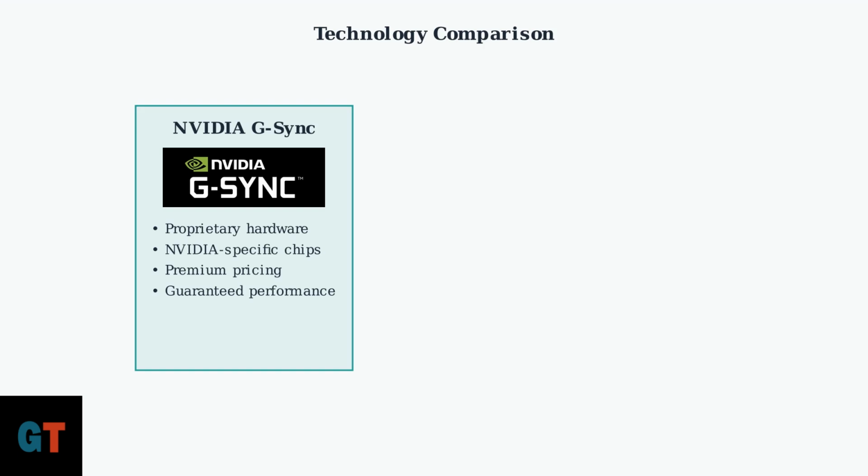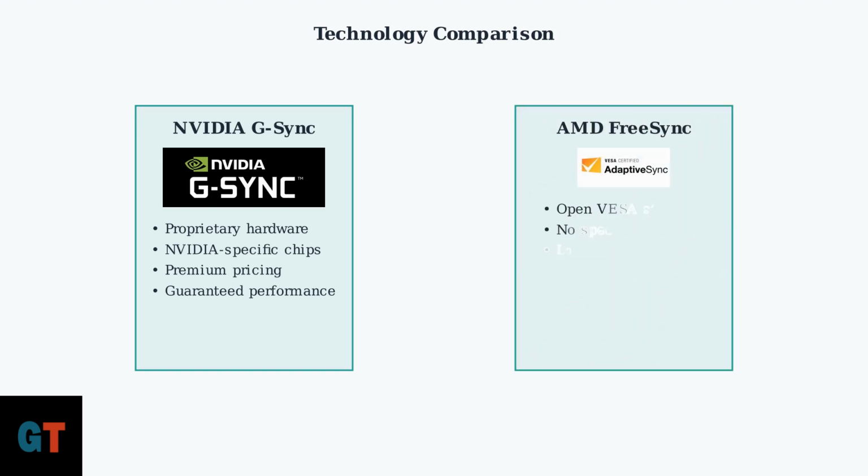G-Sync uses proprietary Nvidia hardware modules built into monitors, ensuring consistent performance but at a premium price. FreeSync, on the other hand, uses the open VESA adaptive sync standard. This approach doesn't require special hardware, making it more affordable and widely adopted across different monitor brands.